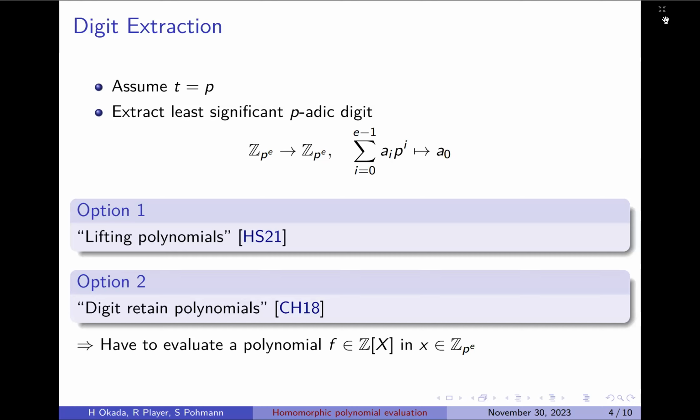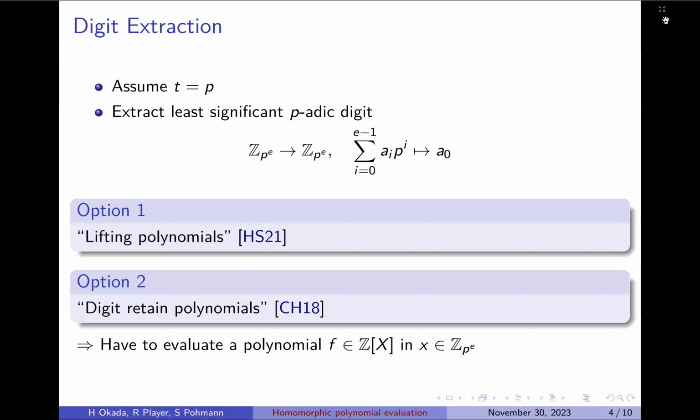We have a polynomial in Z[x], and we want to evaluate it on a value, say x in Z modulo p to the e. It is also worth noting that since the polynomial is in some sense the result of interpolation, there's no special structure that we can exploit to compute it efficiently. So we should focus on methods that efficiently compute arbitrary polynomials.